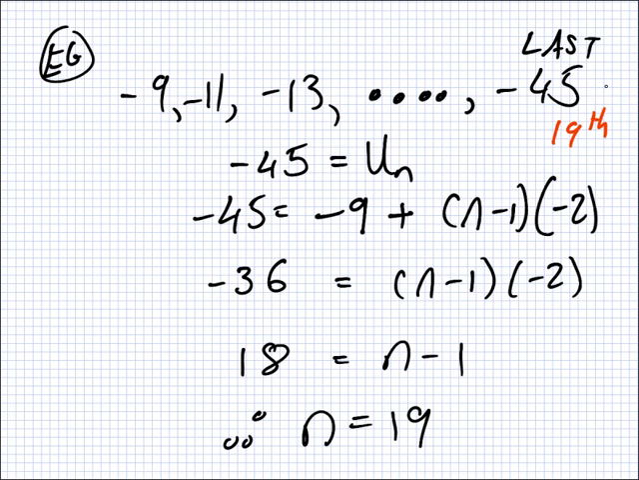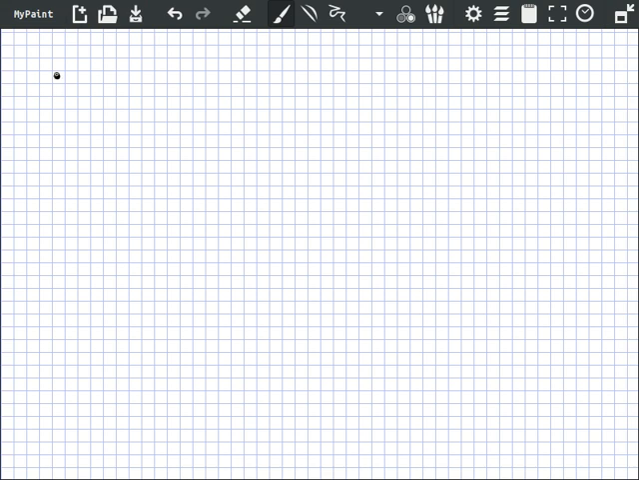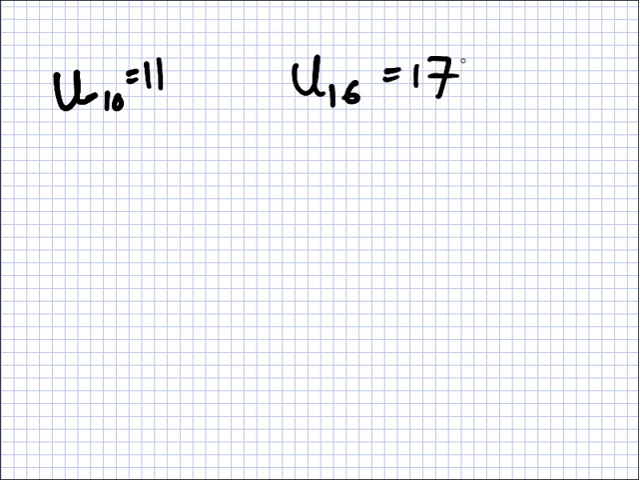Okay, let's have a look at the next example. I tell you the 10th term is 11 and the 16th term is 17, and I want you to find A and D. So here I'm only giving you 2 terms in the sequence, the 10th term and the 16th term. But it's enough to find it. Yeah, you have an idea? It's going to be simultaneous in the end, isn't it?